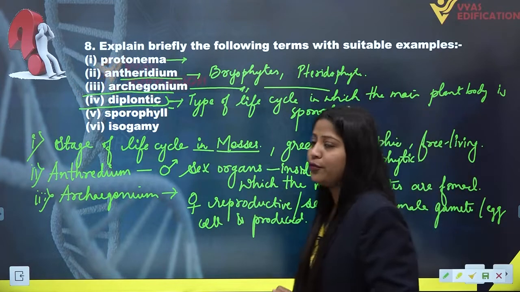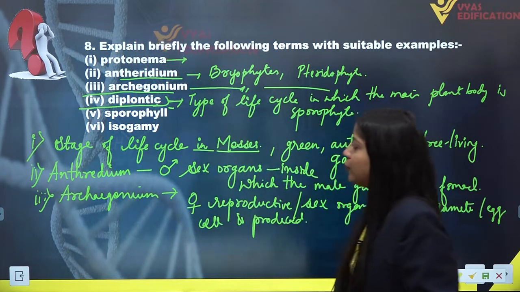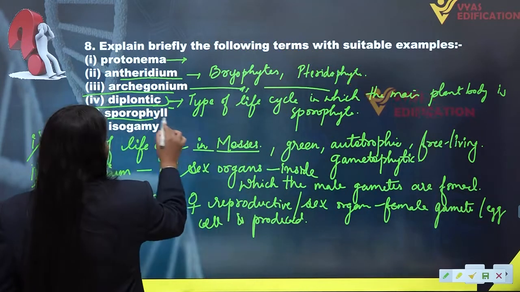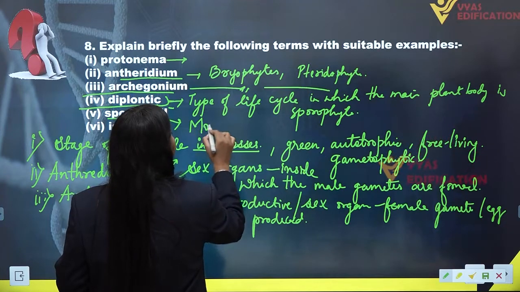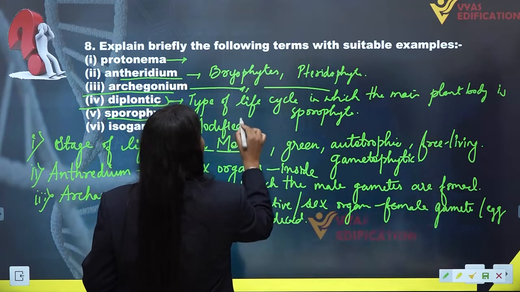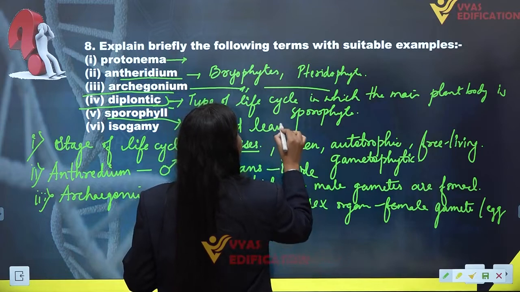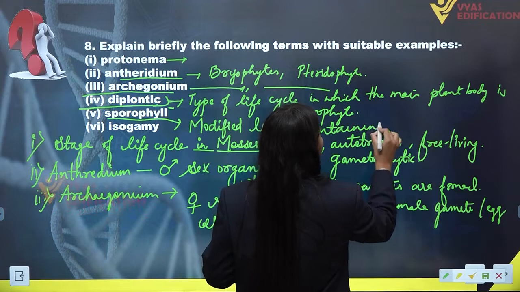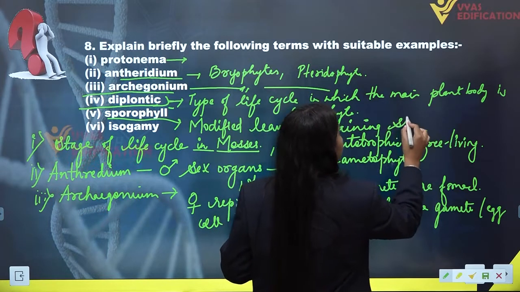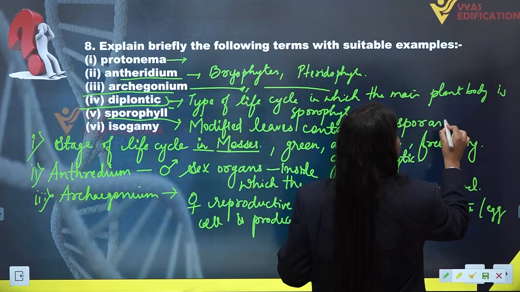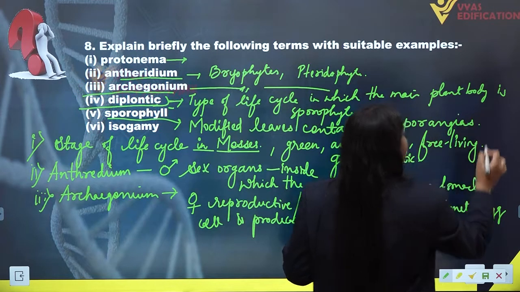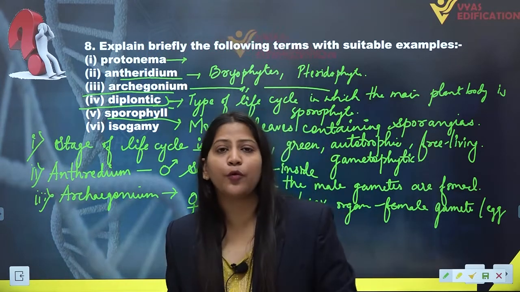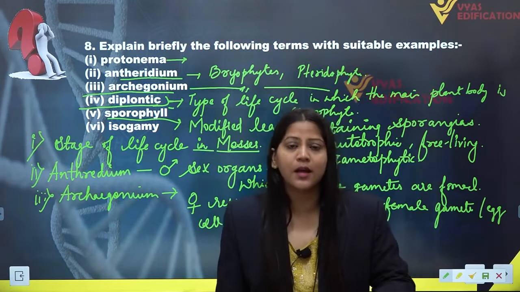Next, talk about the sporophyll. Now, what is sporophyll? Sporophylls are the modified leaves containing sporangia, inside which the spores are going to be formed. Sporophylls can be microsporophylls as well as megasporophylls.